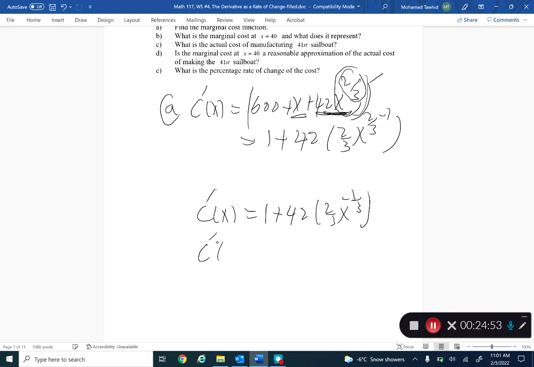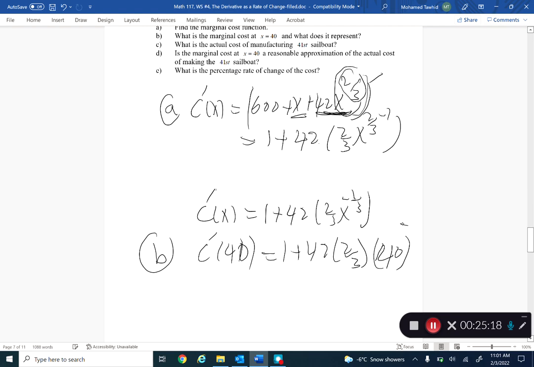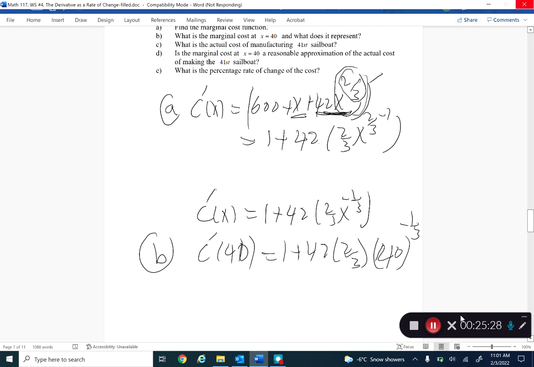So C prime at 40, I'm just replacing x by 40. Can you use your technology and help me get the number here? So you have 1 plus 42 times 2/3, multiplied by 40 to the power negative 1/3. Can you use technology and tell me the number here, guys? 9.4187. Okay, try to see, there is a plug here.